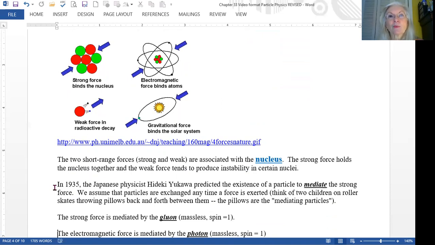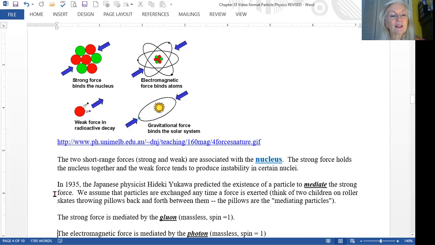We assume that non-contact forces, forces that don't require touching, have to travel through space. Well, how do they get from one to the other? How does a magnet exert a force through empty space to pick up things? Well, they proposed it does it by exchanging a particle to mediate or to transfer the force back and forth.